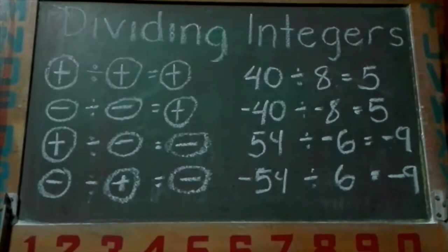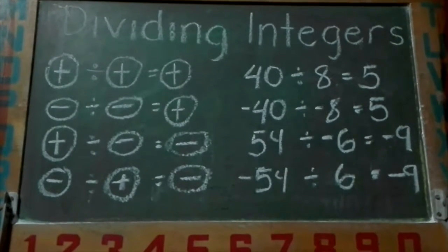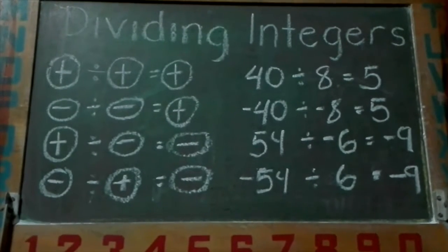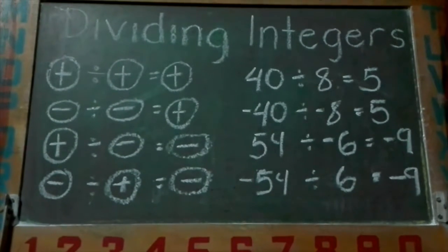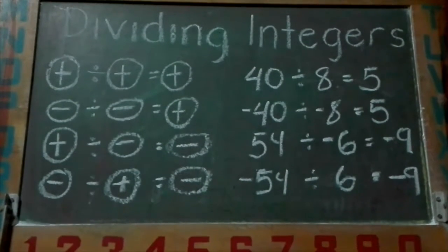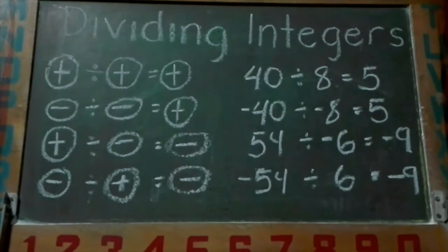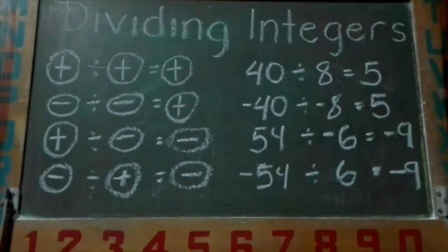Let's have an example. Positive 40 divided by 8 is equal to 5. Negative 40 divided by negative 8 is equal to 5. Positive 54 divided by negative 6 is equal to negative 9. Negative 54 divided by 6 is equal to negative 9.